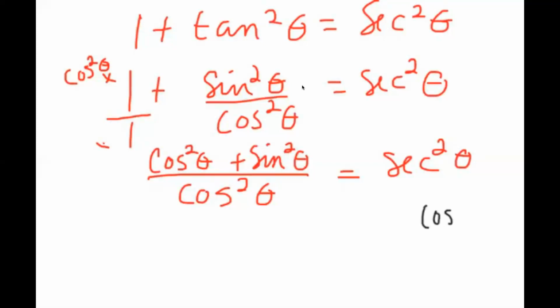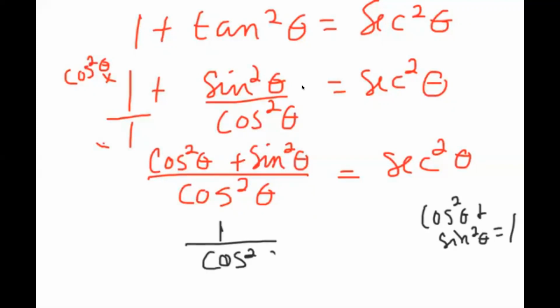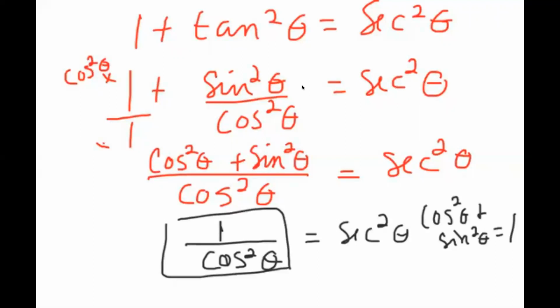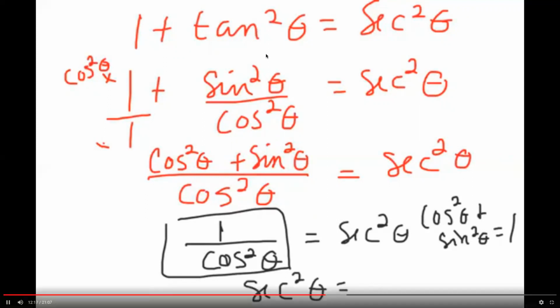And what do you do in the numerator, guys? Cosine squared theta plus sine squared theta. And what is that equal to? 1. So we're going to substitute 1 in for the numerator. Now, guys, if you substitute the 1 for the numerator, you get 1 over cosine squared theta is equal to secant squared theta. So guys, look, what's 1 over cosine squared theta? Secant squared theta. And just like that, guys, you are done.